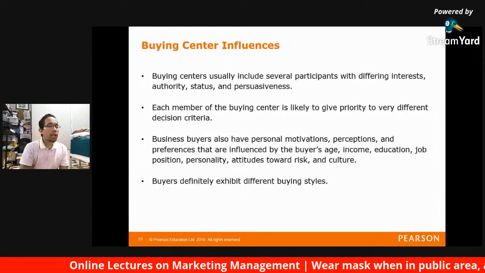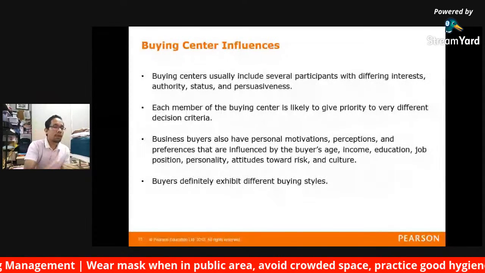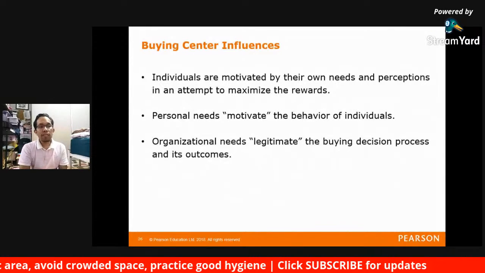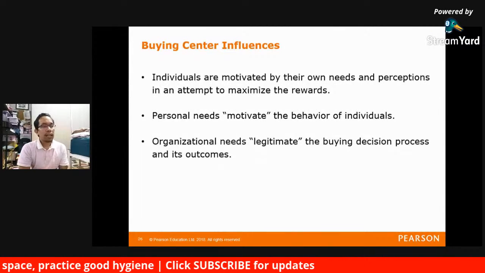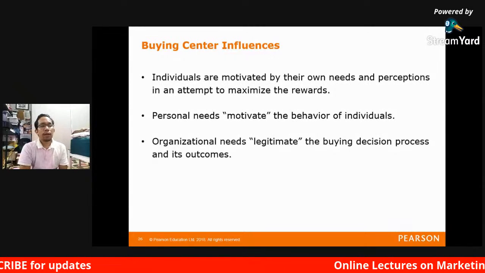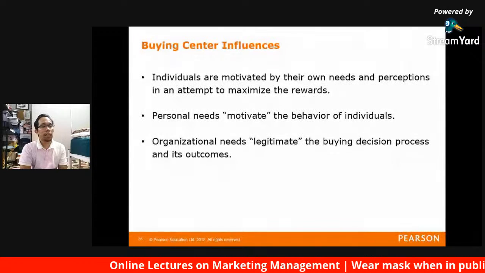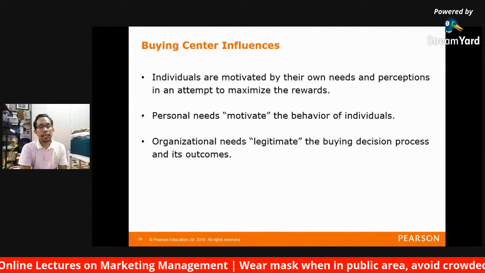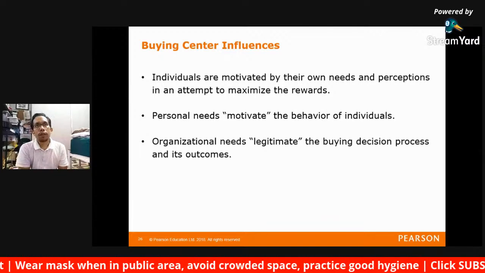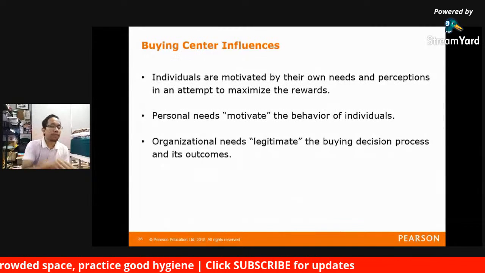So buyers definitely exhibit different buying styles. Individuals are motivated by their own needs and perceptions, in an attempt to maximize the reward. Personal needs motivate the behavior of individual buyers, while organizational needs legitimate the buying decision process and its outcomes. It's legal because we call it an authorized decision.